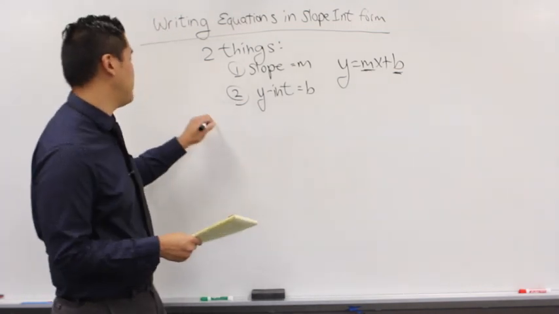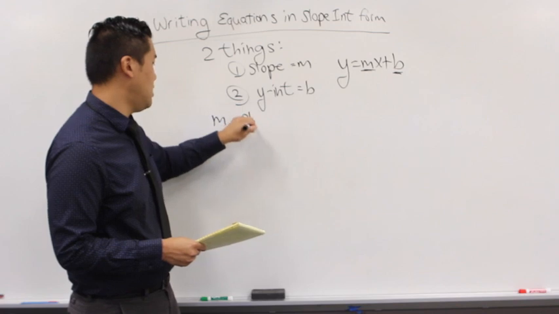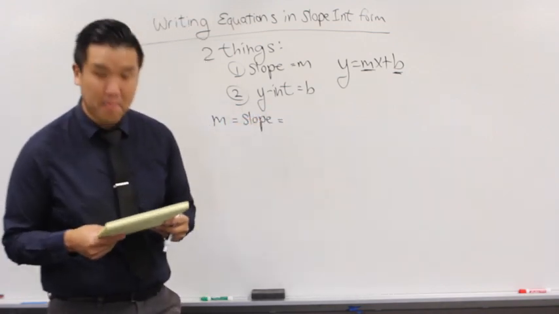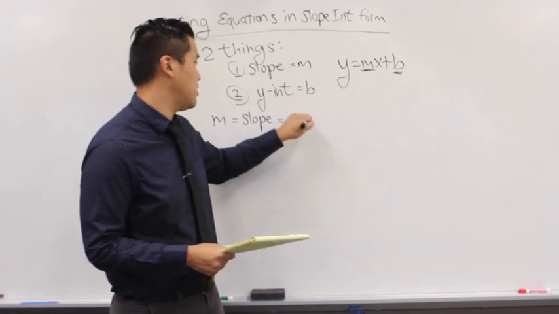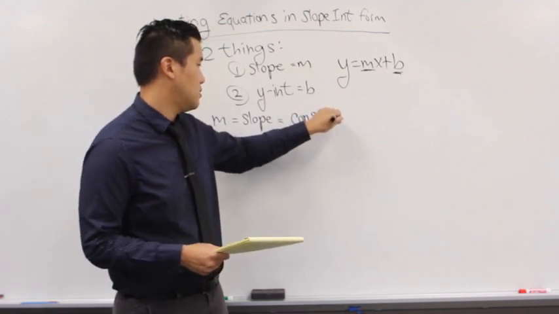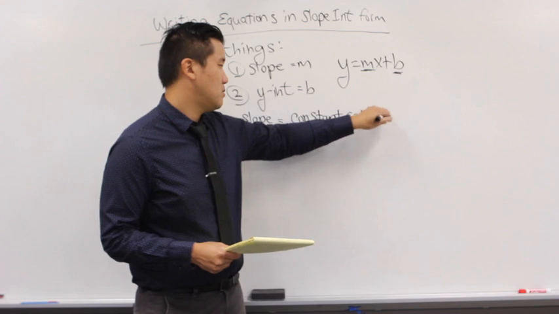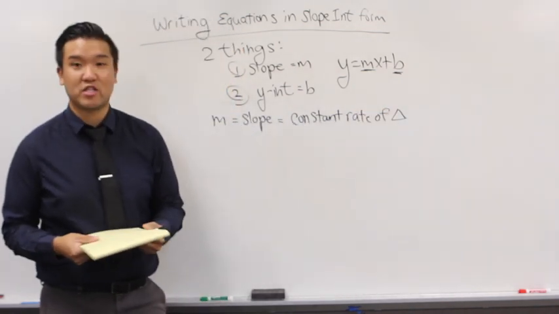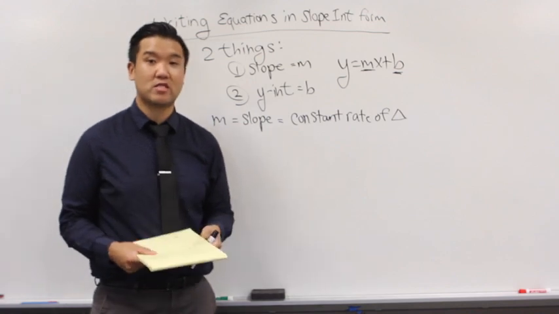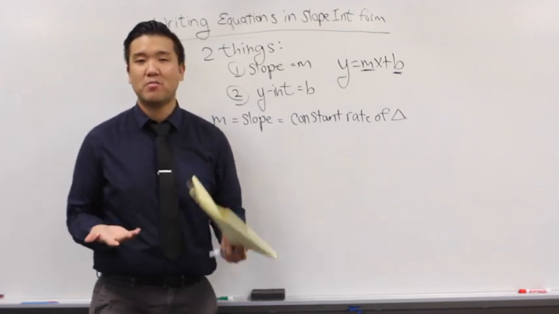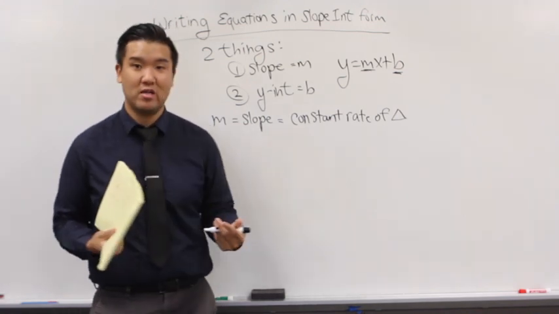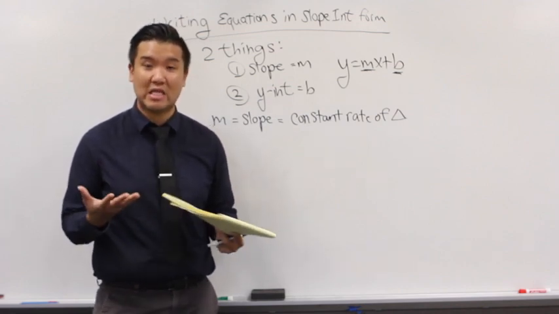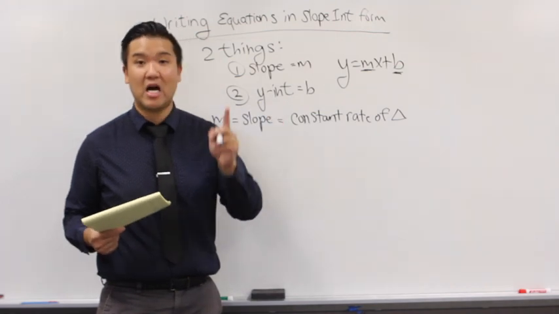So let's talk about m. M is slope. We all might know how to find slope, but what does slope mean? Slope means your constant rate of change. Triangle just means change. So constant rate of change. What does that mean though? We can memorize slope as constant rate of change, but what does it mean in your own words? Well, it's constant rate, so it's the same rate. When we talk about a line, the reason why it's a line is because it's going at a constant rate.